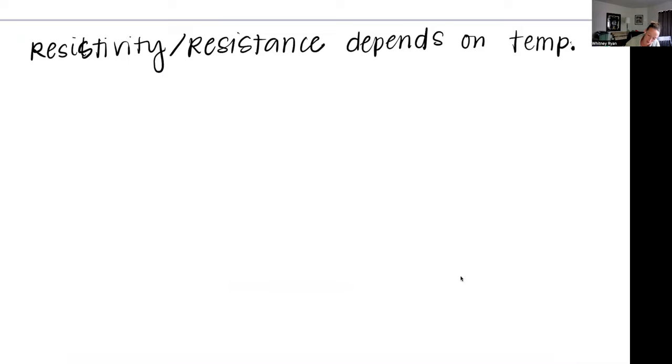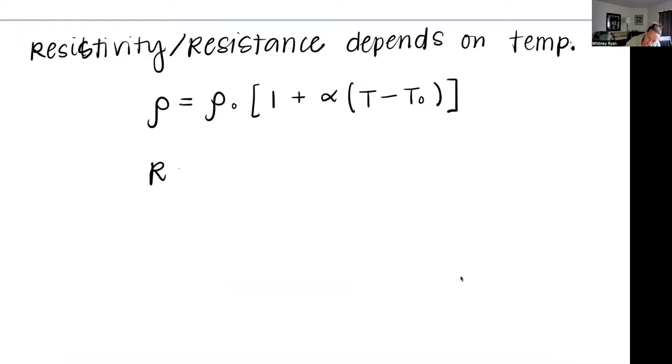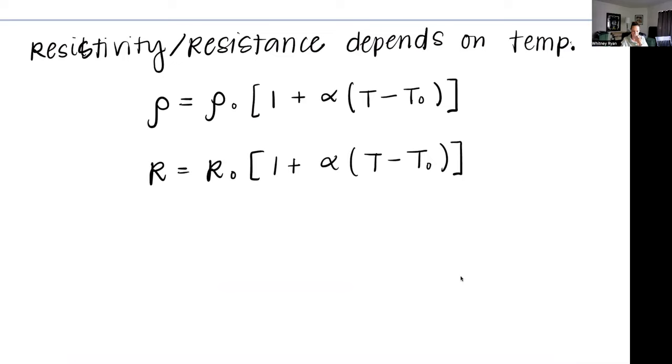Okay, so we have some plug and chug equations. I'm going to write them down first because I'm not going to derive these ones. Again, I'm going to write them down first, and I'll explain them. They probably look like chem equations a little bit. All right, so it depends on temperature. These are our equations that tell us about resistivity or resistance, given the temperature of the wire.